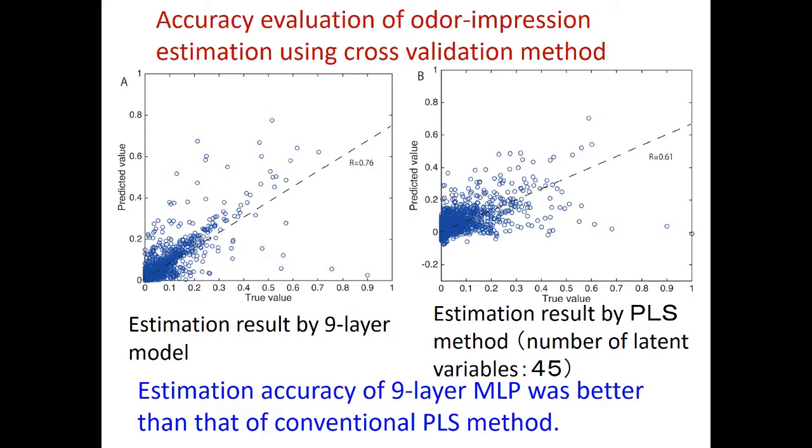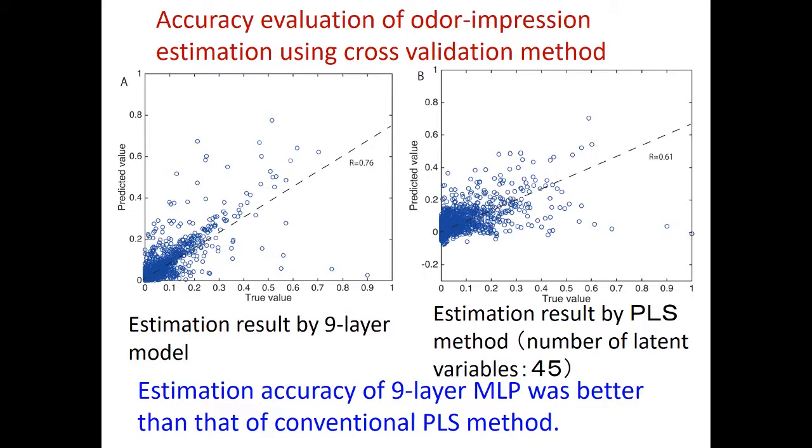Cross-validation is typically used in pattern recognition problems. This is the estimation result by the 9-layer model, which means deep learning. This is the estimation result by the partial least squares method, where the number of latent variables is 45 and optimized. This is the true value, and this is the predictive value.